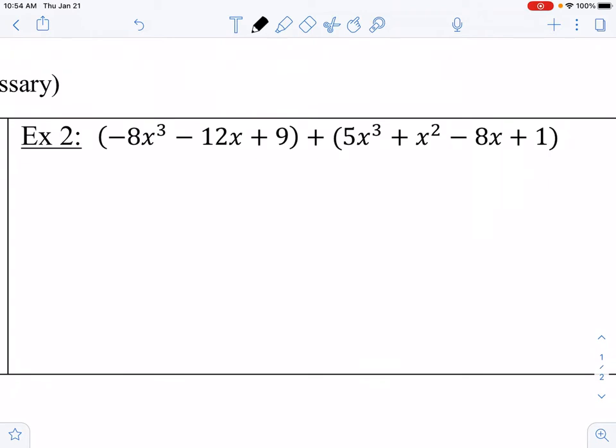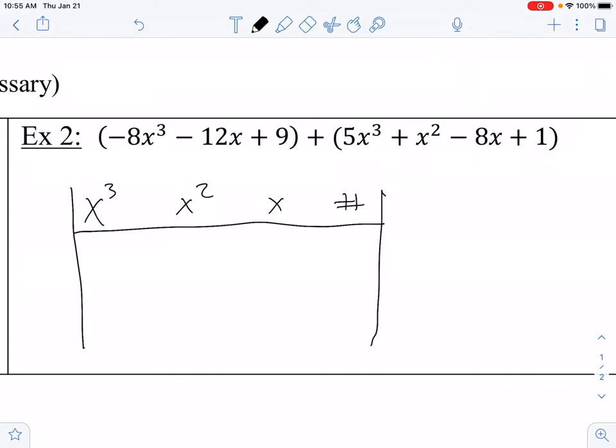So here's what I'm going to do. I'm going to take a look. I have x to the third. Seems to be my largest exponent. So I'm just looking across the top here and I see a 3. I see another 3 here. Nothing bigger than that. So I'm going to be working with x to the third, x to the second, x to the first, and regular numbers. And I just kind of work my way across.